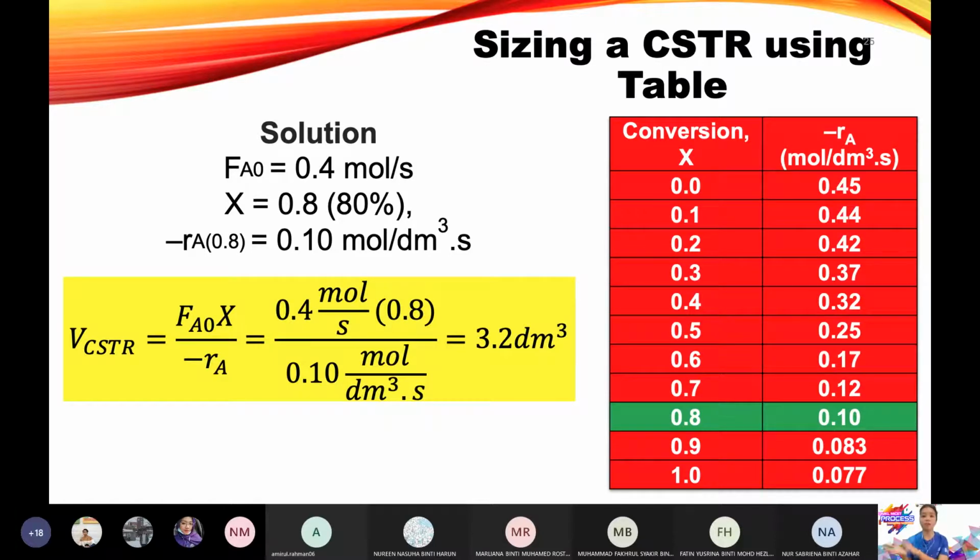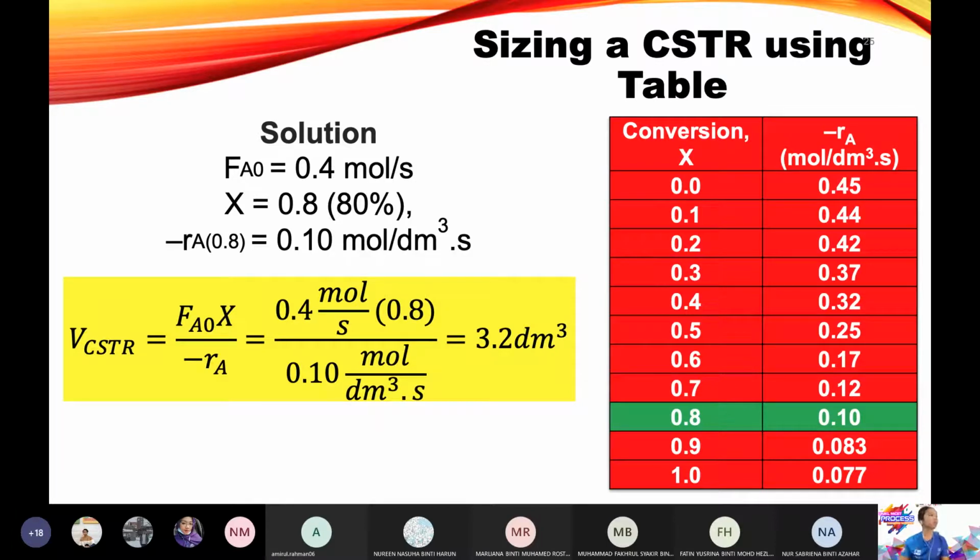Okay, so first, FA0 we have identified as 0.4 mole per second. X, they say 80%, don't forget to change it to a fraction. The reason I keep reminding you is that most of the time, maybe you're doing a test or an exam, you already panic and get anxious, so you make these tiny mistakes. So remember, in the calculation you must convert to a fraction. 80% becomes 0.8. Okay, next.